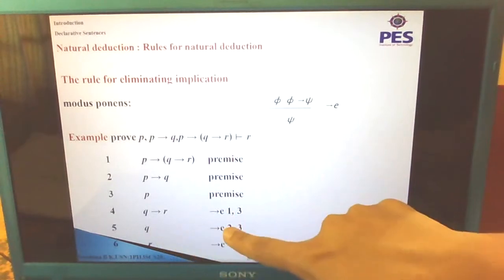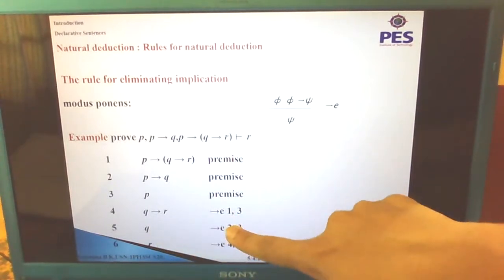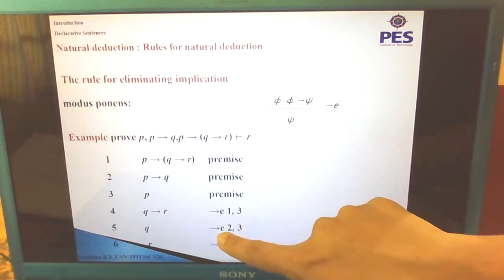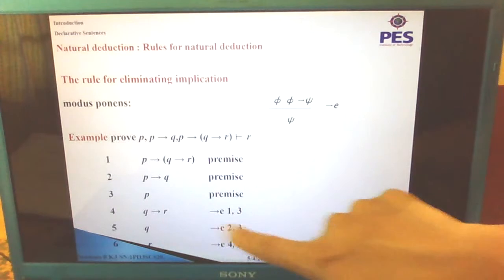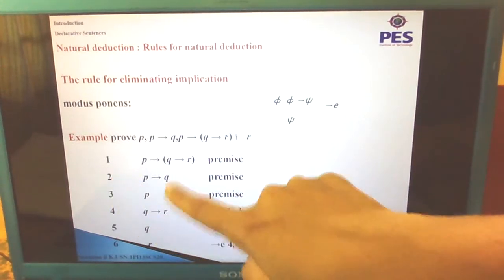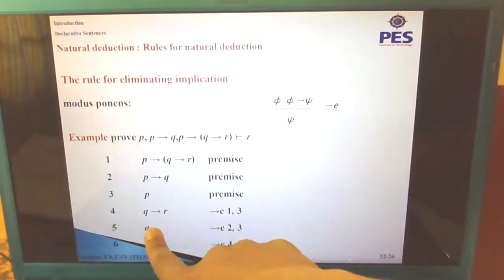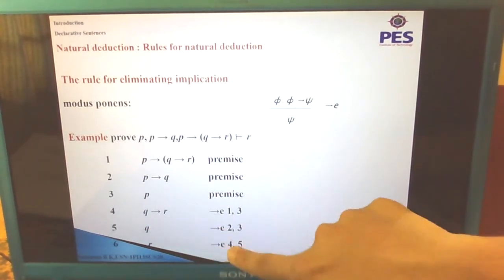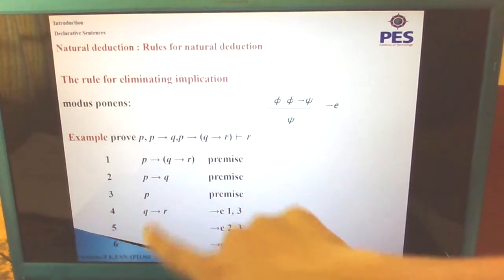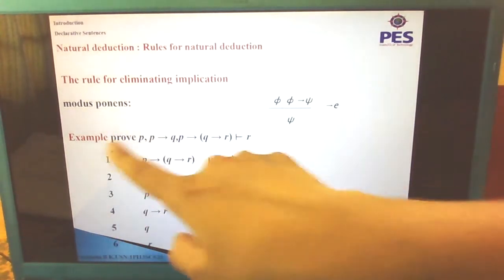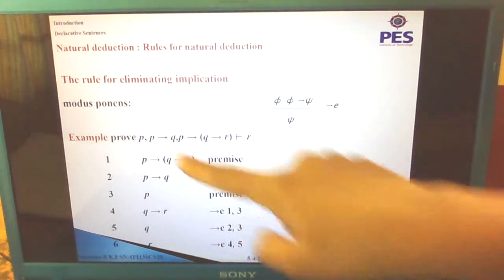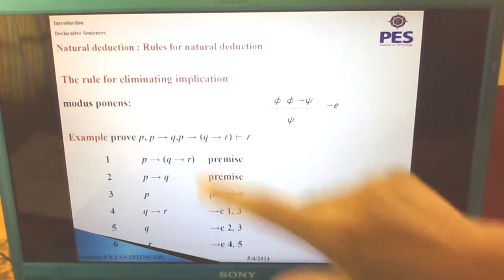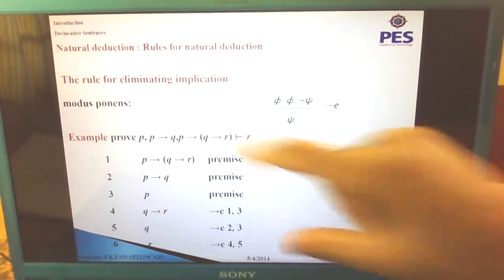After that, by applying modus ponens on line numbers 2 and 3, it gives rise to q. Then, by eliminating the arrow implication symbol on line numbers 4 and 5, it gives rise to r. So by using these three given premises, we conclude that r is valid. This is the example sequence.